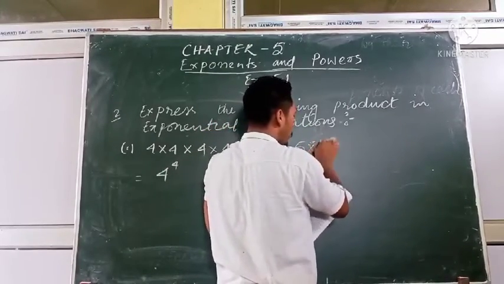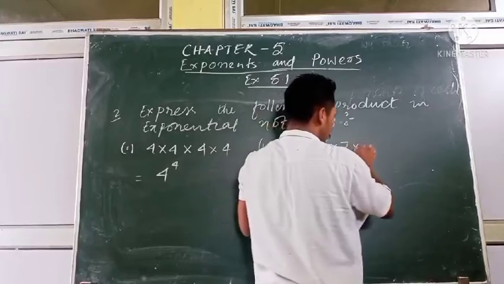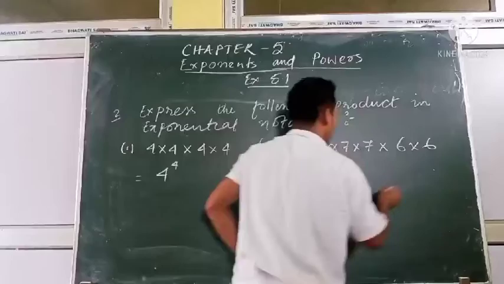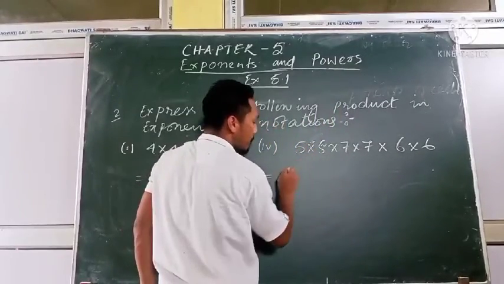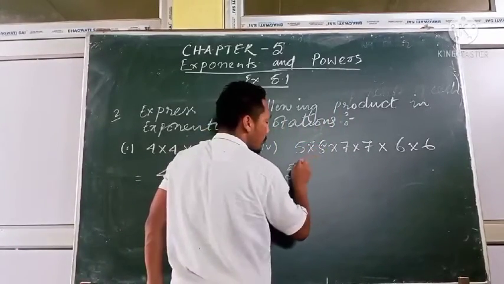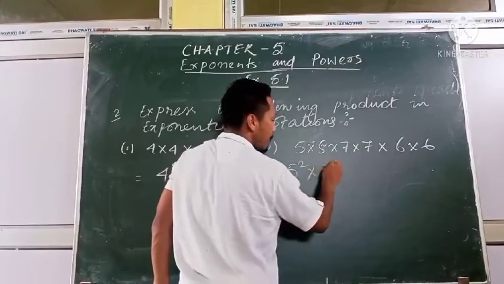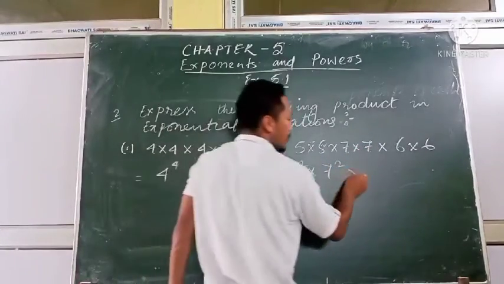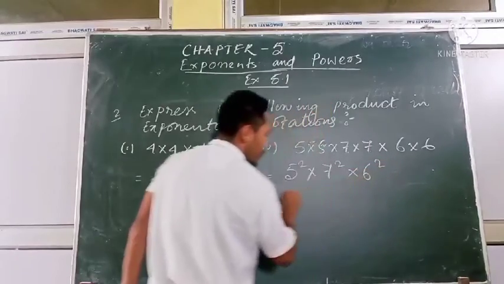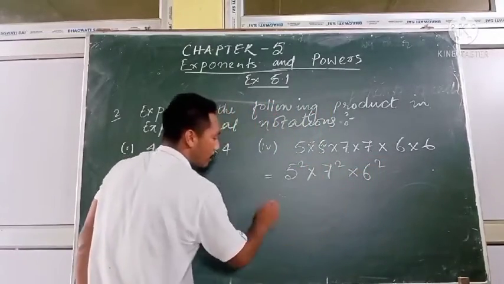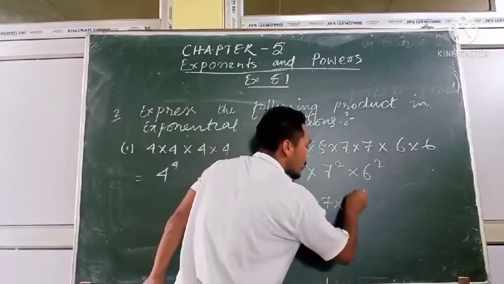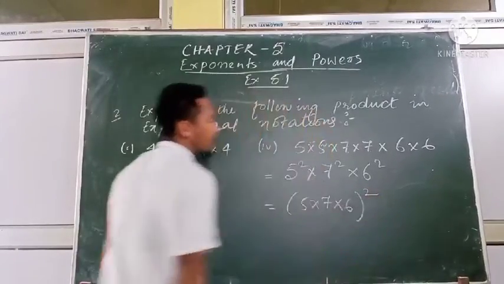5 into 5 into 7 into 7 into 6 into 6. Now I can write this: how many 5s do we have? 2. That means the power is 2. And 7, how many 7s do we have? 2. 6, how many 6s do we have? 2. So since all the 2s are common, I can write 5 into 7 into 6 to the power 2. I can write this way also.